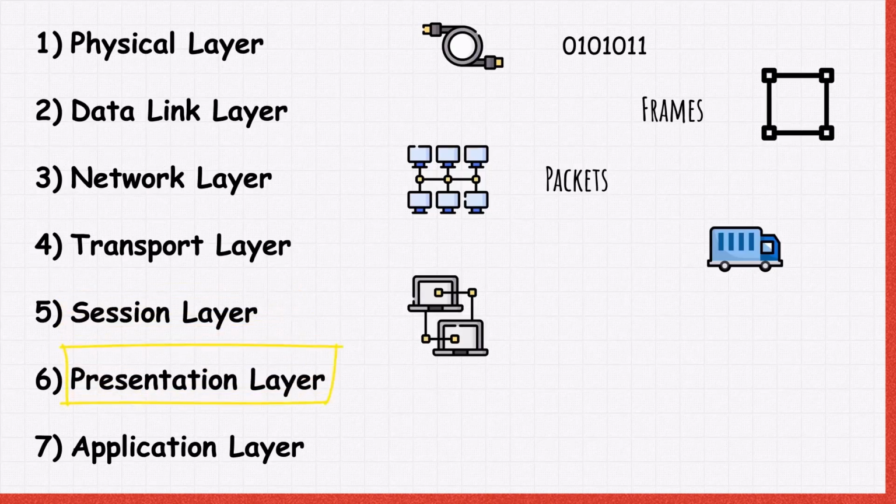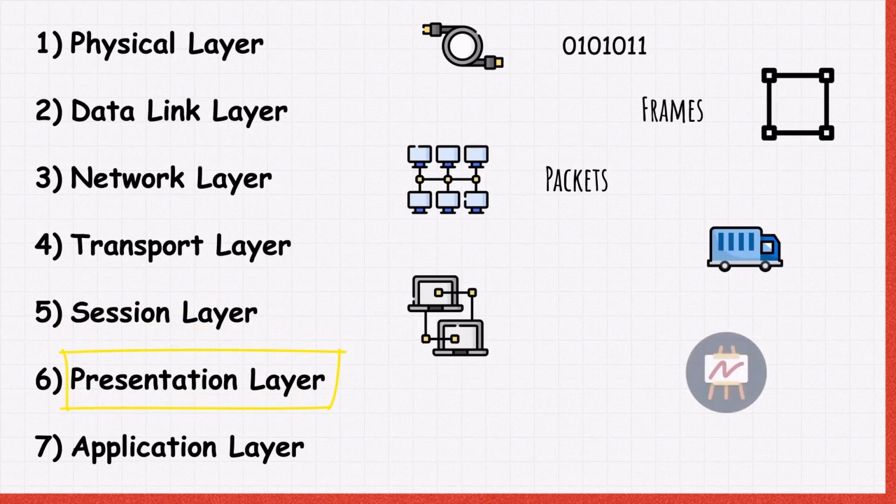The sixth layer that we have is the presentation layer. This layer is responsible for converting data into a format that can be understood by the above layer, or the application layer. It deals with issues such as data compression and encryption.